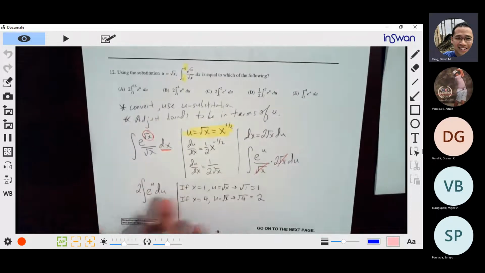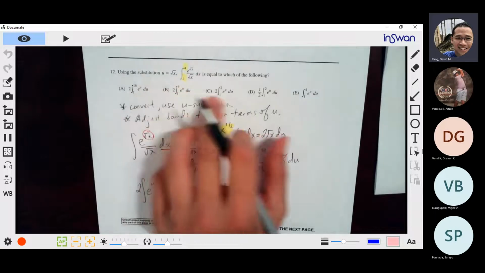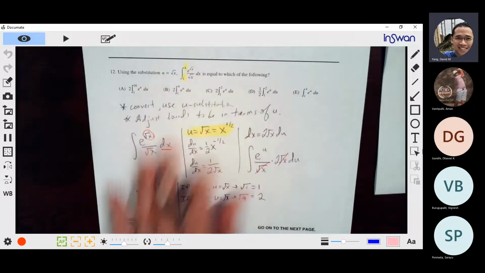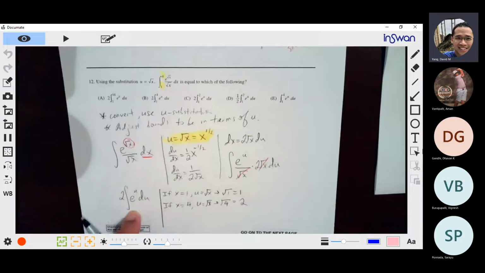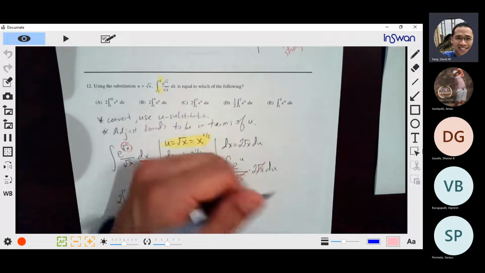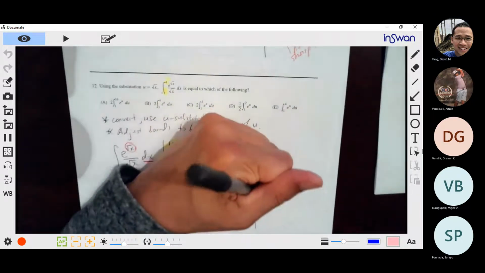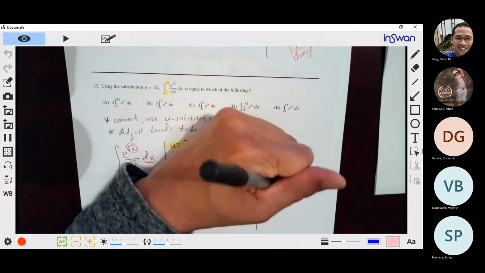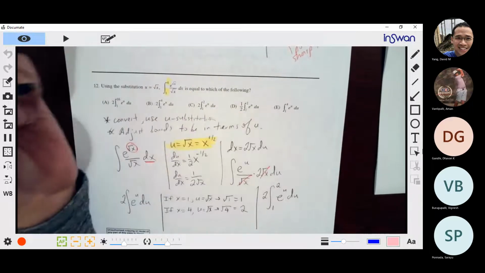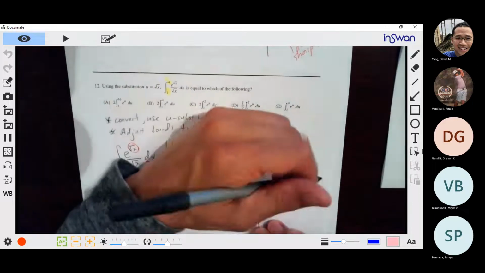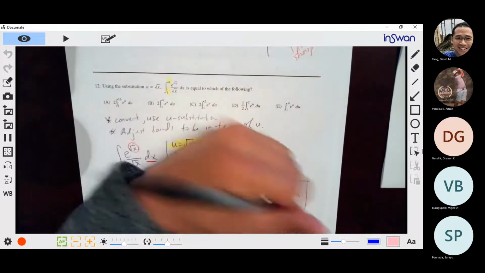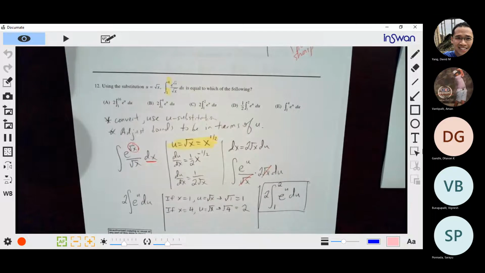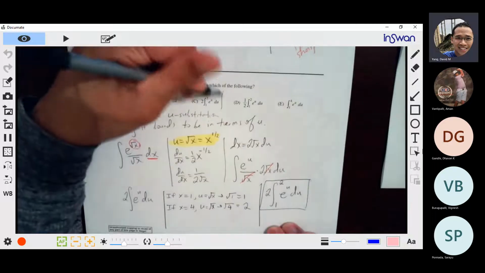And the reason why we leave it in terms of u is because if we look at our answer choices, they are all in terms of u. We're just trying to create a situation that will match with an answer choice that is appropriate. Answer choice C.